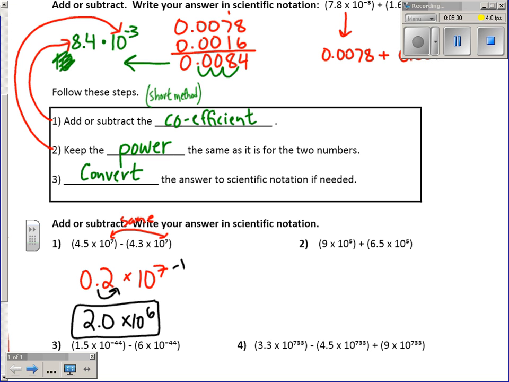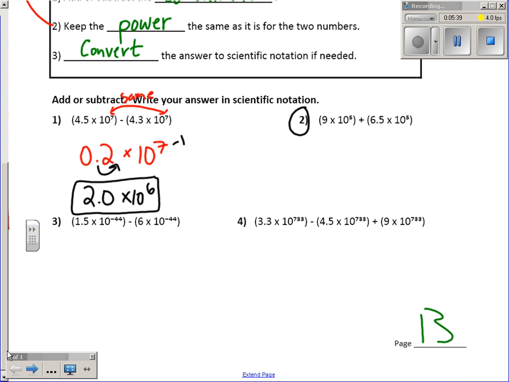Okay, you're going to do number 2 on your own. That'll be our check. If you're still not getting it, we'll do 3 and 4 together, and then try to go back and do 2.